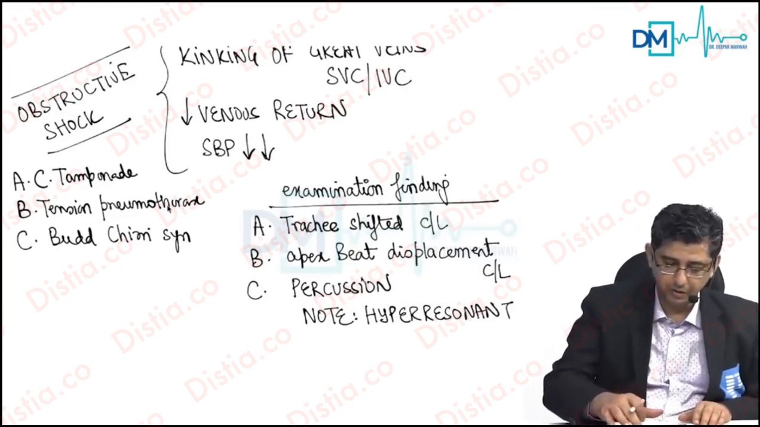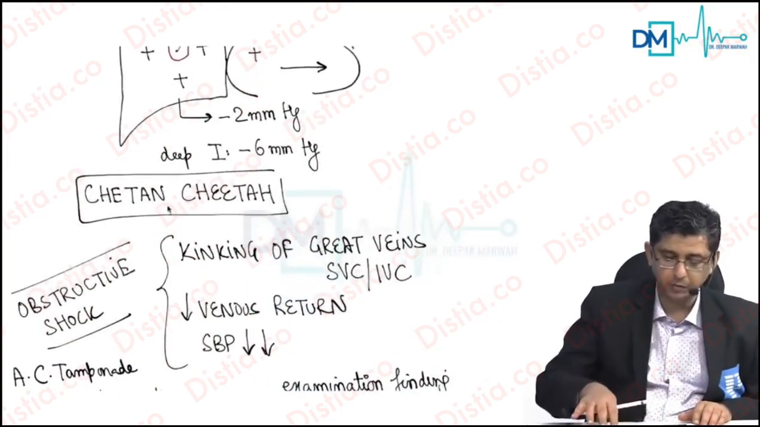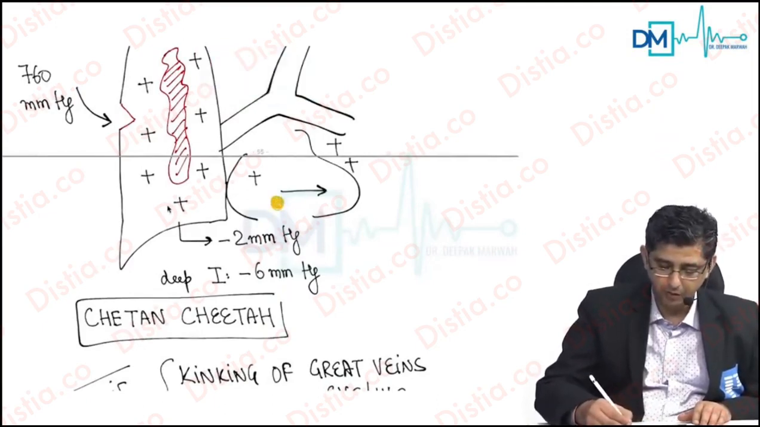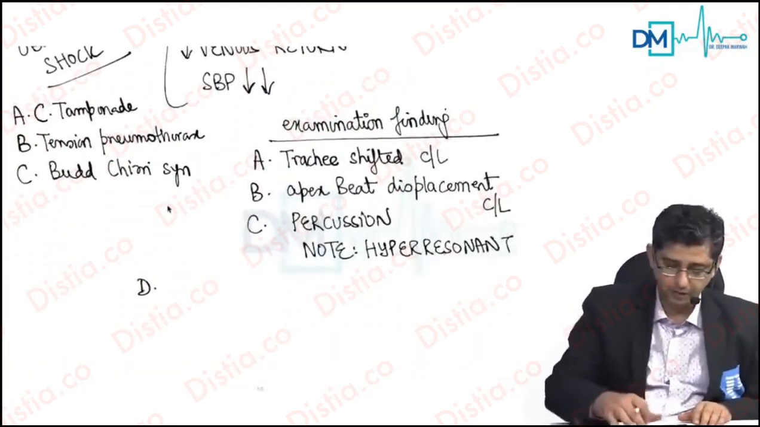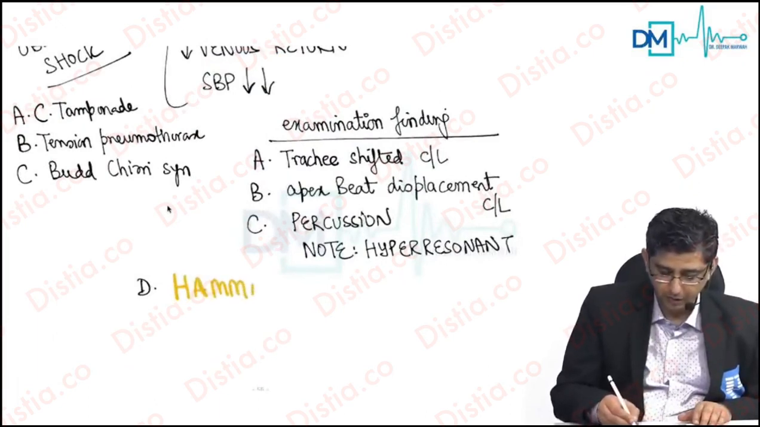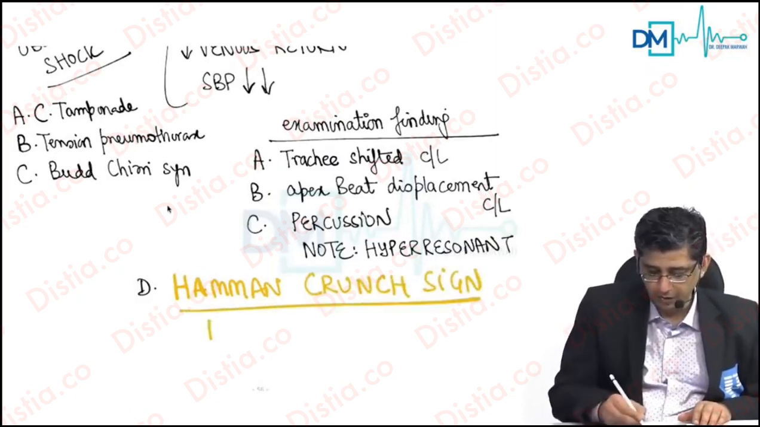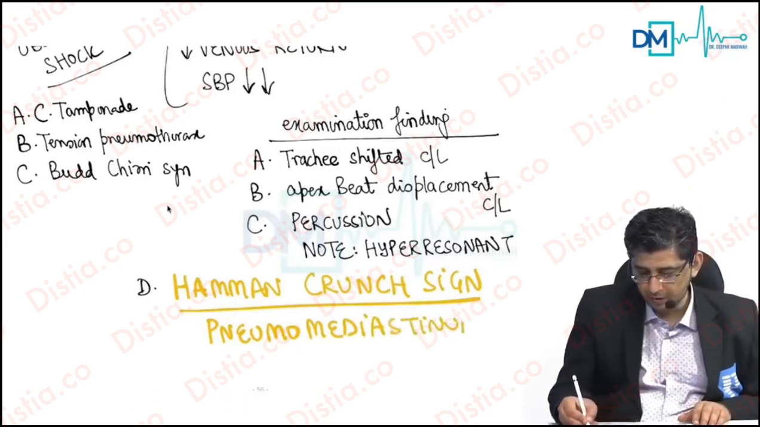Then the doctor attending this case would have auscultated over the heart of the patient, and he would have heard a very characteristic finding. This characteristic finding in patients of tension pneumothorax, because there is air around the heart, is known as Hamman's crunch sign. This is definitely an MCQ statement that I'm speaking. Hamman's crunch sign is an auscultatory finding of pneumomediastinum. Because there is air around the heart, the auscultatory finding I'm discussing is known as Hamman's crunch sign.